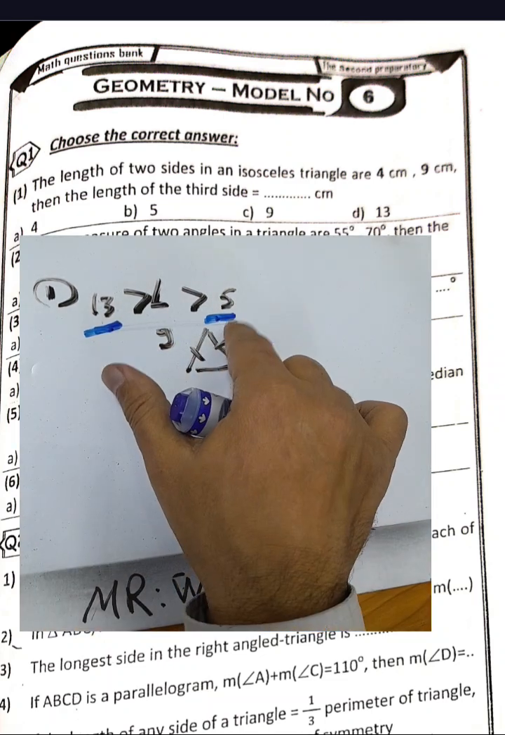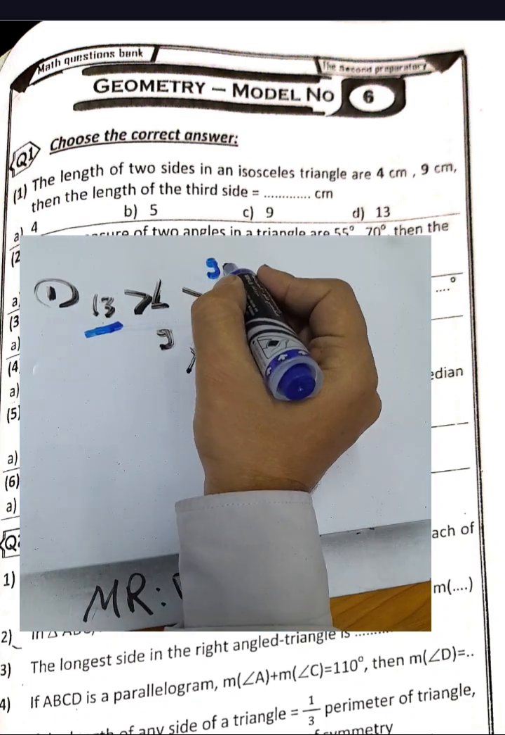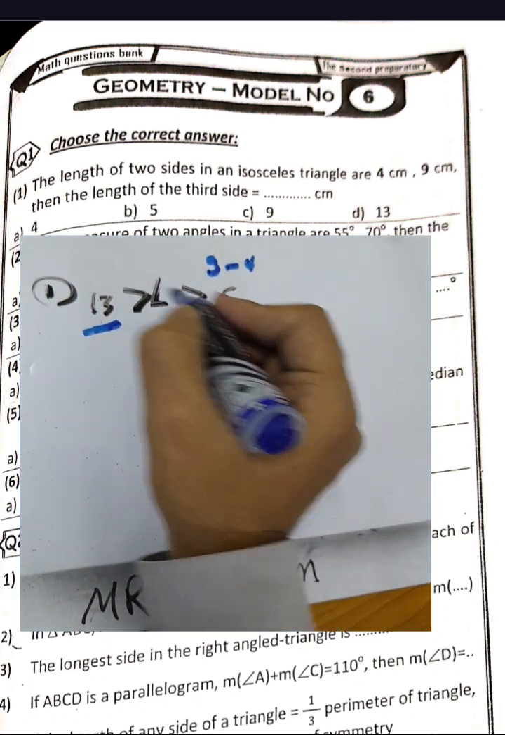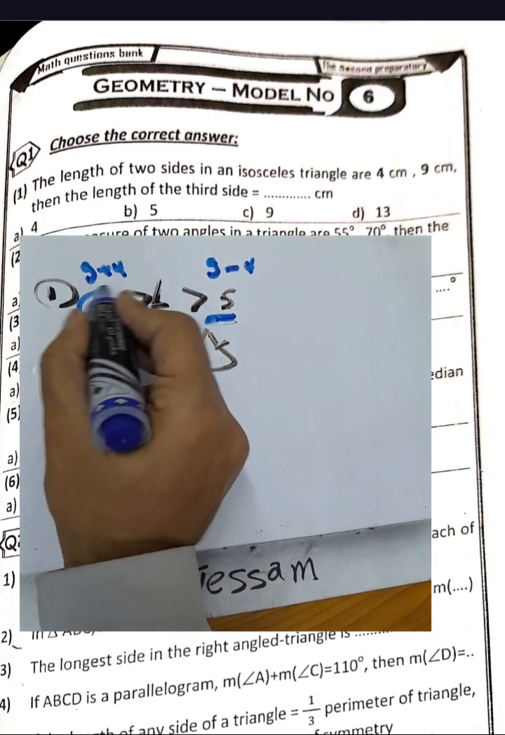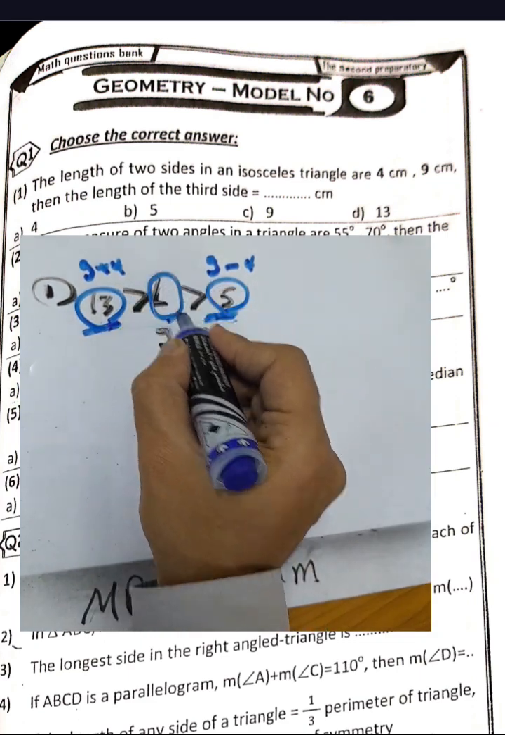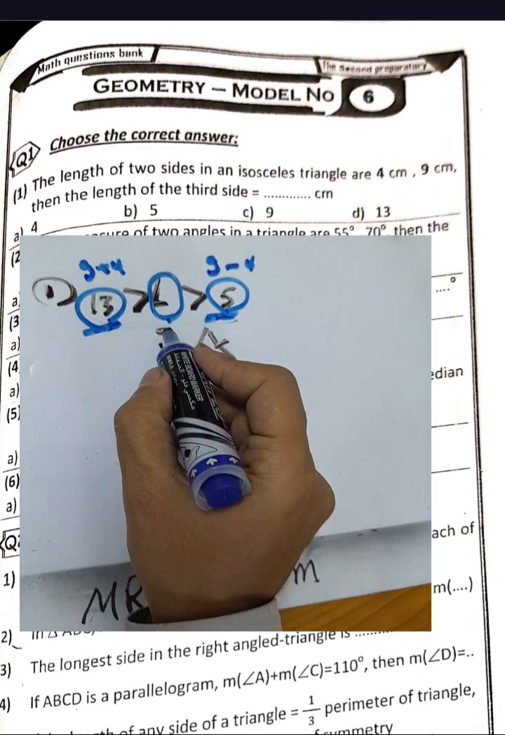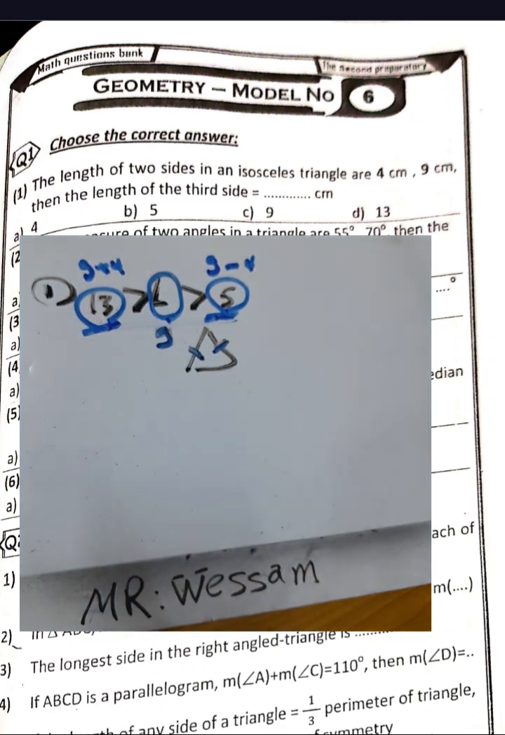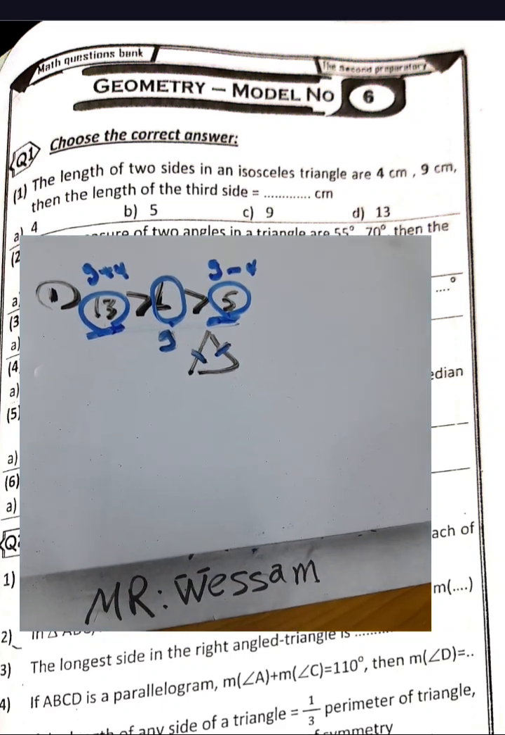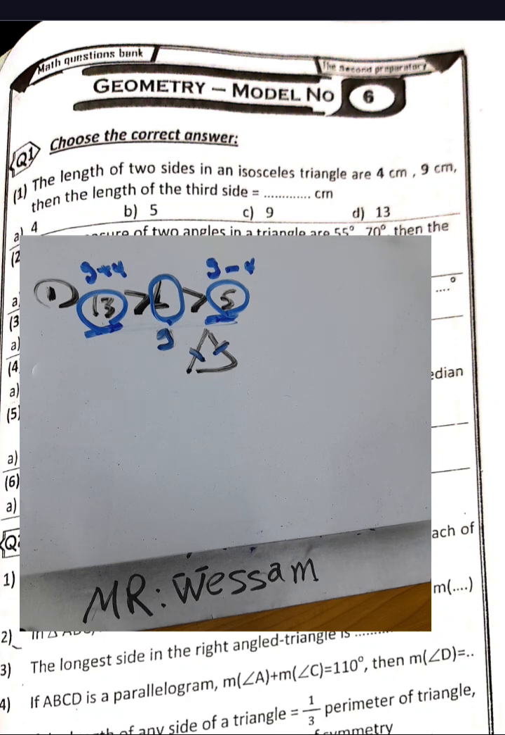The difference between them is 5: 9 subtract 4 equals 5, and 9 plus 4 equals 13. The side length of the third lies between 5 and 13. It will be 9. Why? Because he tells us it's an isosceles triangle. Then the third length here will be 9 centimeters.